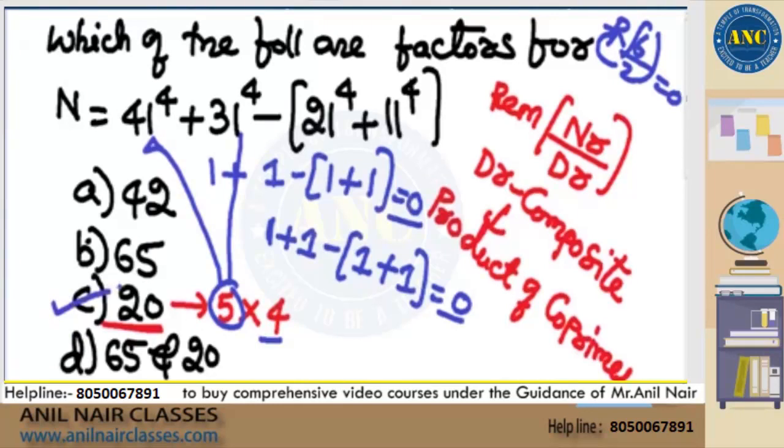Definitely 20 is there, but there is an option 65 and 20. It is 5 into 4. 65 is 5 into 13. 5 already done. Let me do it for 13.